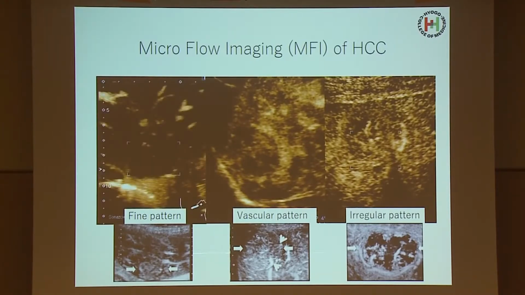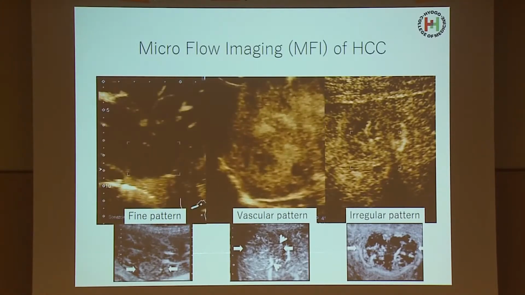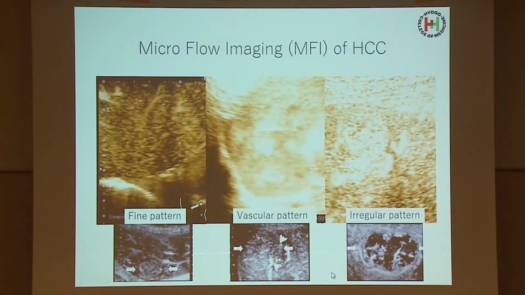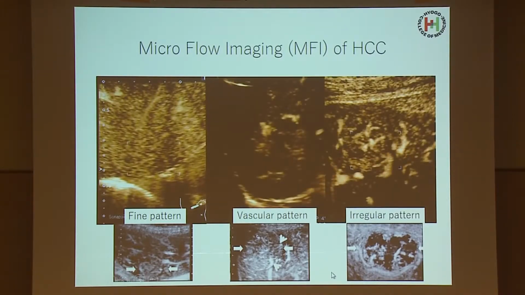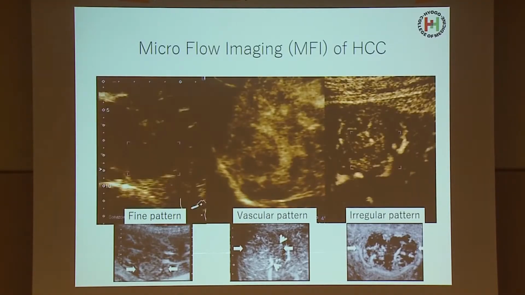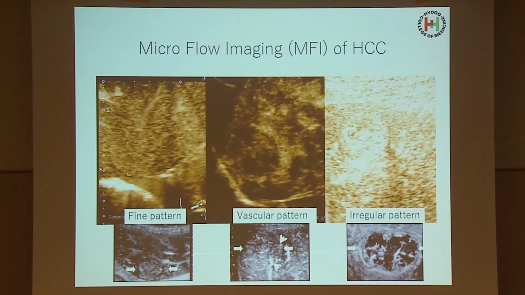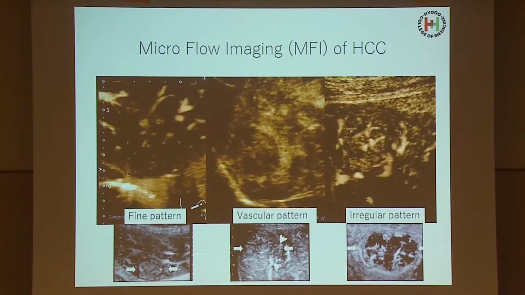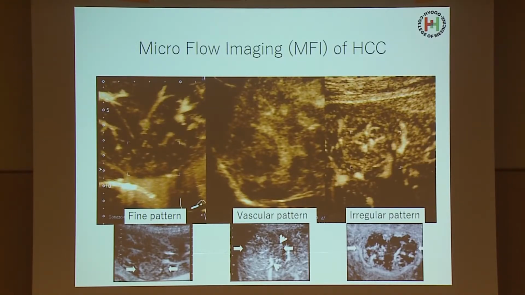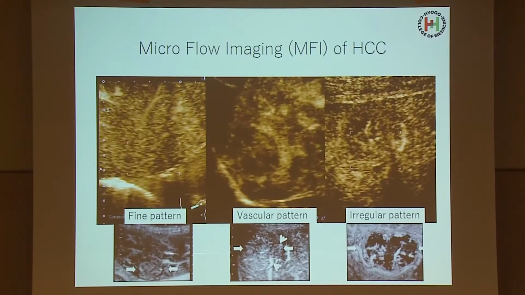These images show the classification of tumor vessels. Left figure is fine pattern. Tumor vessels are not clearly visualized, and only fine vessels are visualized. Middle figure is vascular pattern. Tumor vessels are visualized more clearly than fine pattern. Right figure is irregular pattern. Tumor vessels are thick and straight.